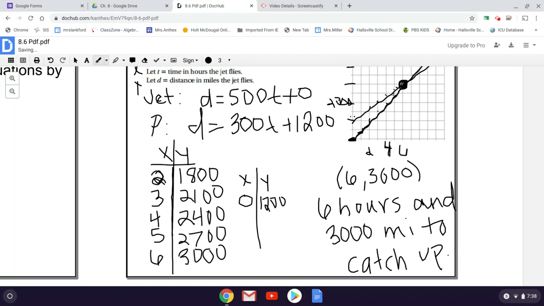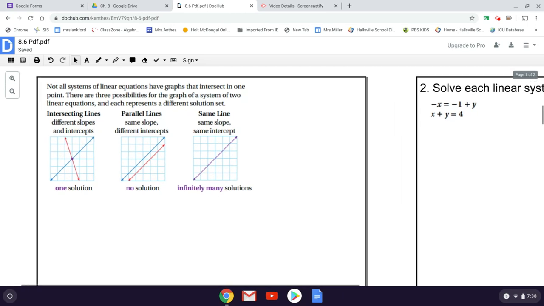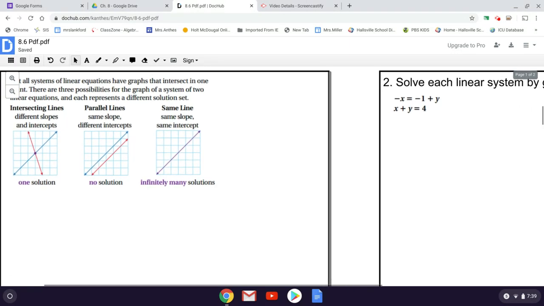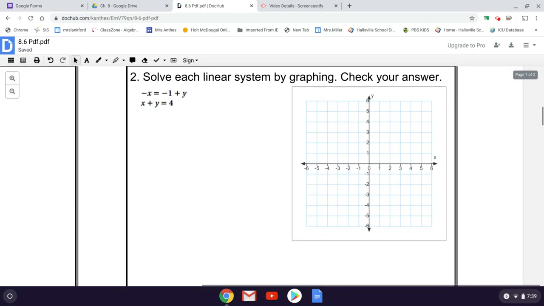Okay. So let's look at number 2. Actually, we're going to look at this really quickly. Not all systems of linear equations have graphs that intersect at one point. The first one is an example of one solution, which is what we just had. The second one would be an example of parallel lines. That means they're going to have the same slope, but not the same intercept, and that means it's no solution. And if it's exactly the same slope and same intercept, it's going to create the same line, which means it's infinitely many solutions.